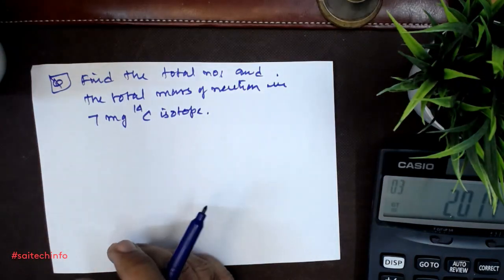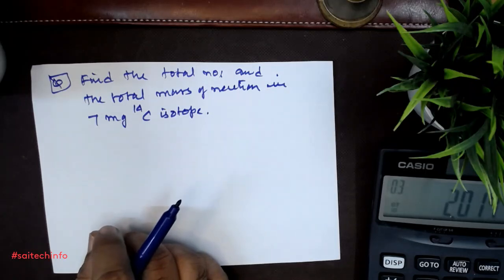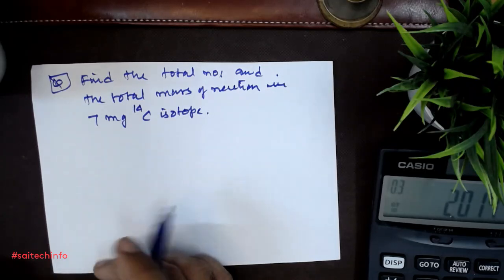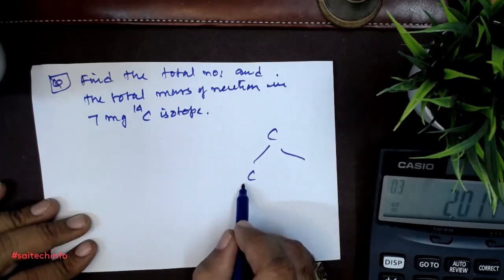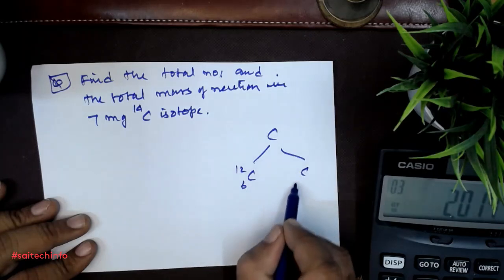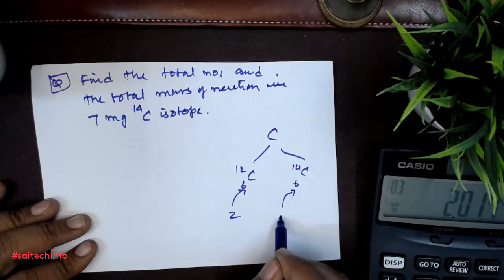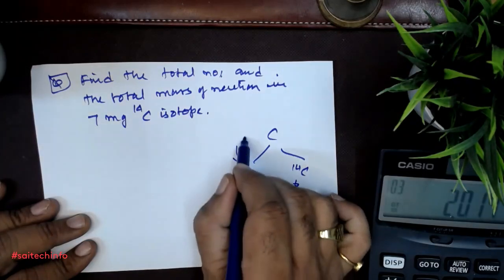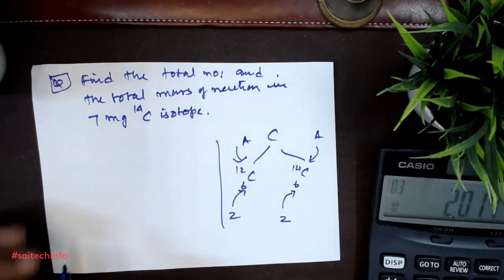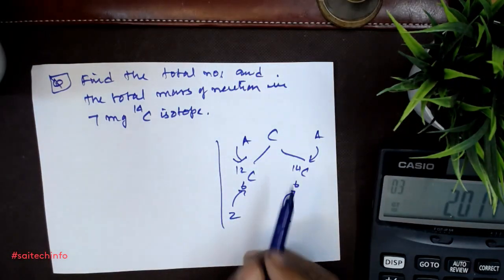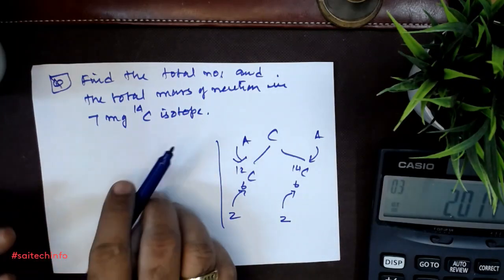You know isotopes. Isotopes are the elements having the same atomic number but different atomic mass. For example, carbon has two isotopes. One is C12 with atomic number 6, another is C14. This is the atomic number and this is the mass number A, and that's why they are called isotopes. Now we are talking about the C14 isotope. Okay, now how can we proceed?